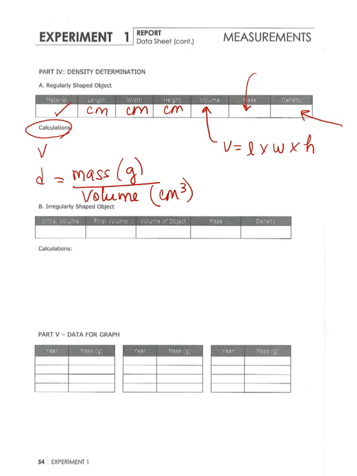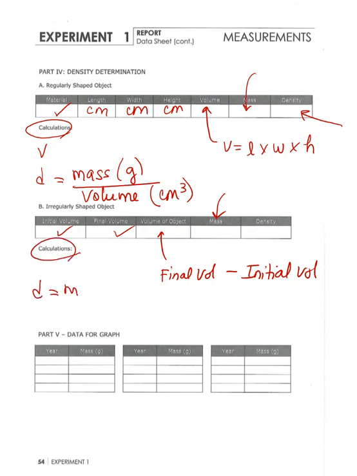For your object with an irregular shape, you have your initial volume in the plastic graduated cylinder, the final volume, which is the volume after you're adding the object inside of the graduated cylinder containing the water. The volume of the object is the difference between these two. So your final volume minus your initial volume is going to tell you the volume of the object. You're going to determine the mass using the mass balance, so you should have that number, and you need to show me how to get the density. The mass of your object with an irregular shape divided by the volume.